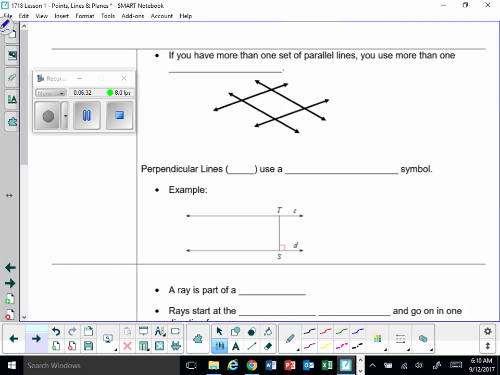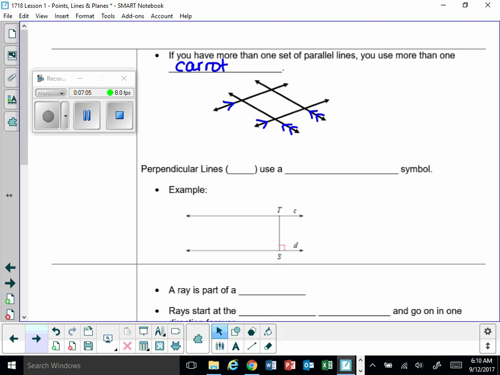Now, if I had more than one set of parallel lines, you use more than one caret. So this one, and then a double caret. You can do triple carets, quadruple carets. Technically, there's no limit to how many carets, but the reality is, once you get past triple carets, it is so hard to read. So please break out the colors. All right, a single caret in blue would be different than a single caret in red.